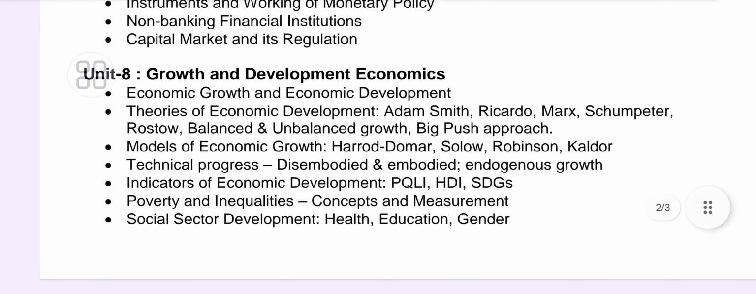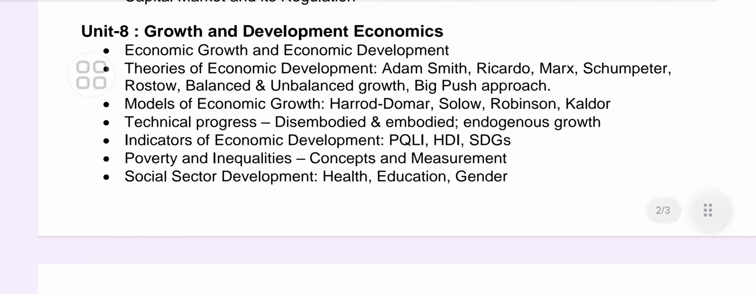Then you have growth and development economics. There will be economic growth and development, the qualitative and quantitative aspects, the different theories of economic development like Smith, Ricardo, Marx, Schumpeter, Rostow had given. There are different types of economic growth also, technical progress, indicators of economic development, poverty and inequality, and the social sector development.